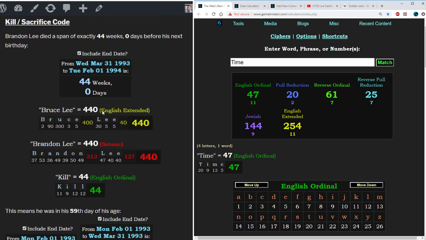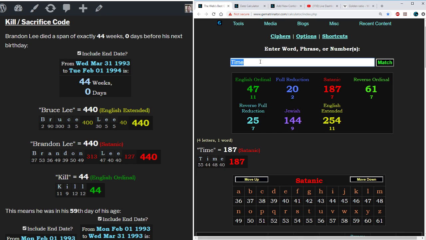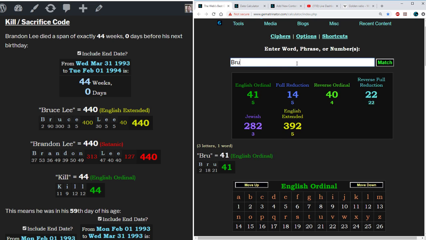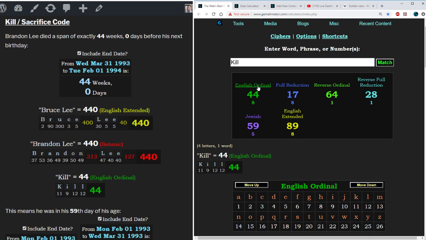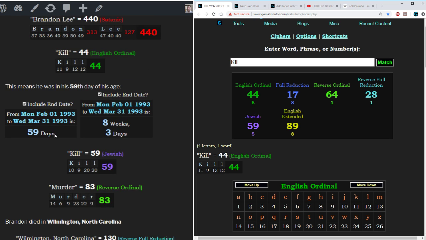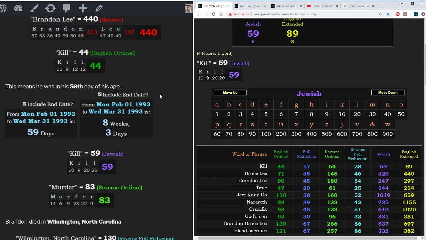To wrap this up, just a quick look at the kill sacrifice numbers that are coded in here as well. Brandon Lee died a span of exactly 44 weeks before his next birthday. This is like the number 440. In Satanic gematria, Brandon Lee equals 440. In English extended gematria, Bruce Lee equals 440. But 44, this is a number that's associated with kill. Kill equals 44. This also means he was in the 59th day of his age. The word kill in Jewish gematria equals 59.